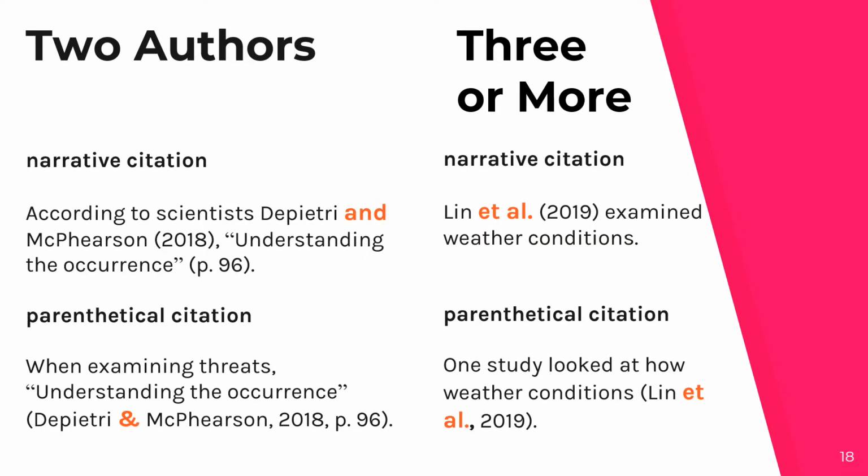When there are multiple authors, use the word "and" between the 2 authors' names in the narrative in-text citations. You will use an ampersand between the 2 authors' names in the parenthetical in-text citation. There will be no comma in front of the ampersand. For 3 or more authors, use et al. after the first author's last name. You will use this both in the narrative and parenthetical citations.